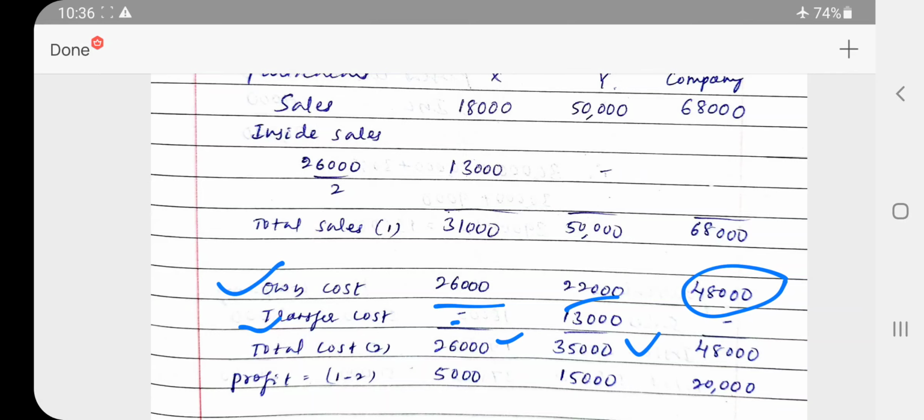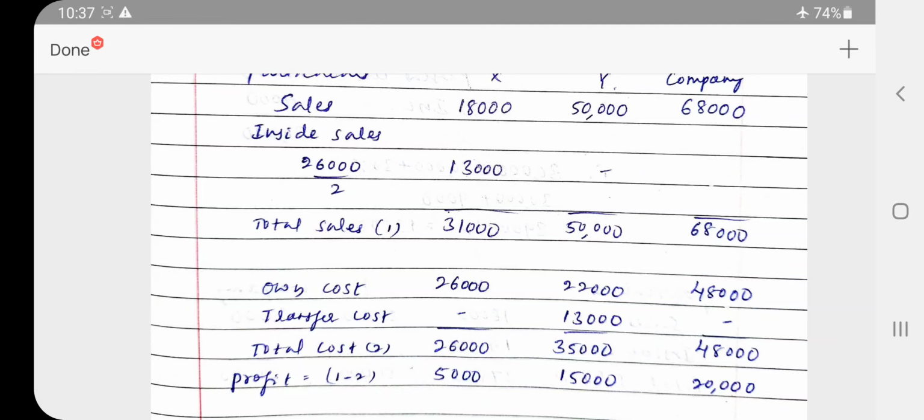So finally, if you do total sales minus total cost, you will get profit. So 5,000 profit you will get in the case of X division, 15,000 profit you will get in the case of Y division, and total for the company you will get 20,000.